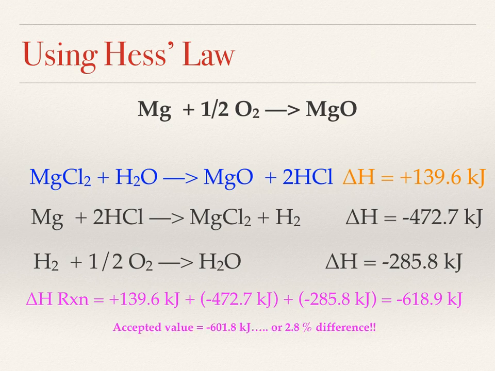When we look up the accepted value for the heat of formation of magnesium oxide, it's really close to what we got. The accepted value is negative 601.8 kilojoules in the source that I found, which is only a 2.8% difference, which is pretty remarkable just for doing coffee cup calorimetry.